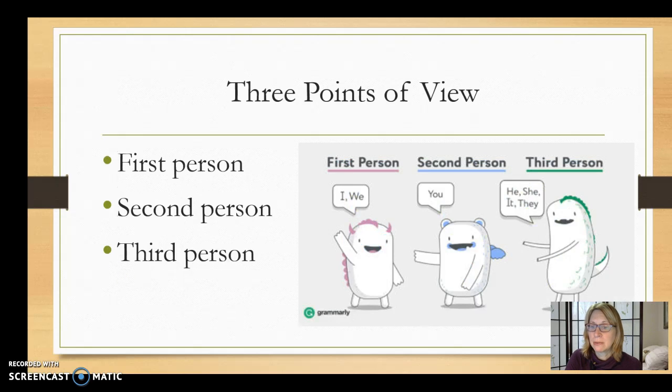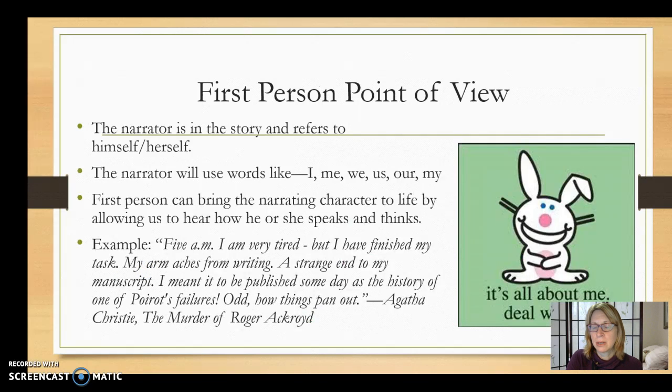There are 3 points of view: first, second, and third person, and we'll be looking at the differences between these, starting with first person point of view. In first person, the narrator is in the story and refers to himself or herself, using words like I, me, we, us, our, or my. First person can bring the narrating character to life by allowing us to hear how he or she speaks and thinks. Here's an example from an Agatha Christie book.